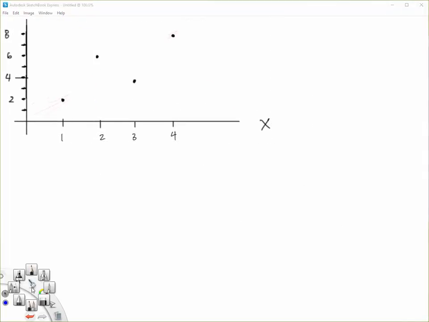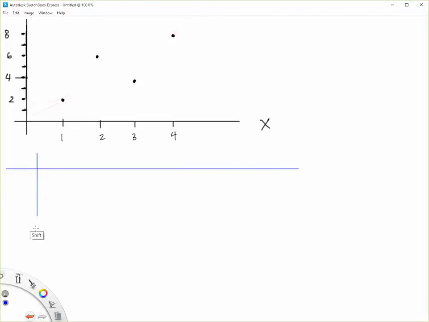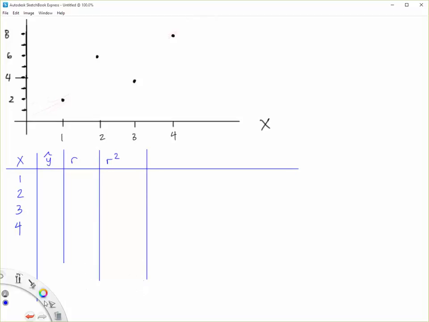Let me just finish making a chart here. Again, calculating residuals by hand. So let's say x is 1, 2, 3, 4, and y hat for blue, and this will be residual for the blue line, which I've already erased, and we'll do residual squared over here, and then I'll do it for y hat for the green, the residual for the green, and r squared.